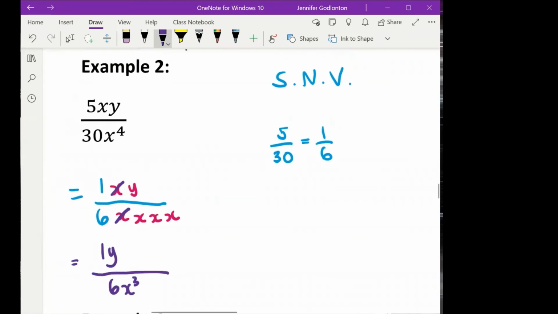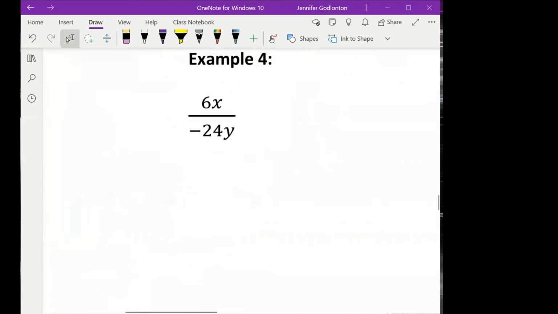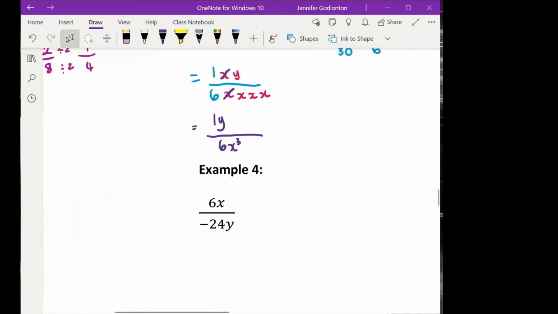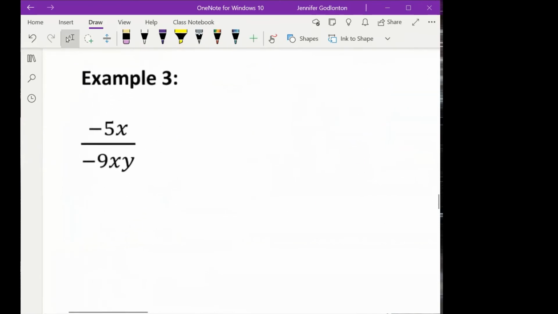Okay, let's try another one. Oh, you forgot to, yeah, the Y. Okay. That was a bit sneaky here, but it's not too bad. Give this one your best go.